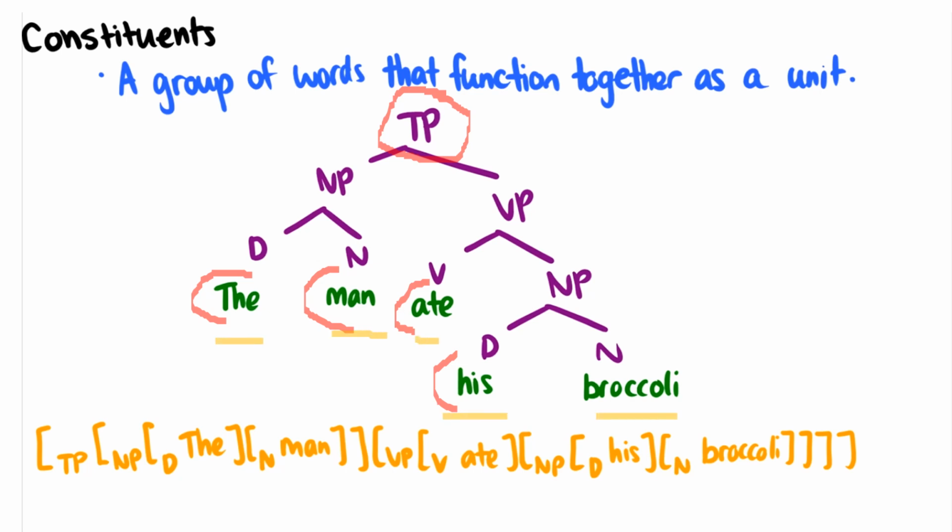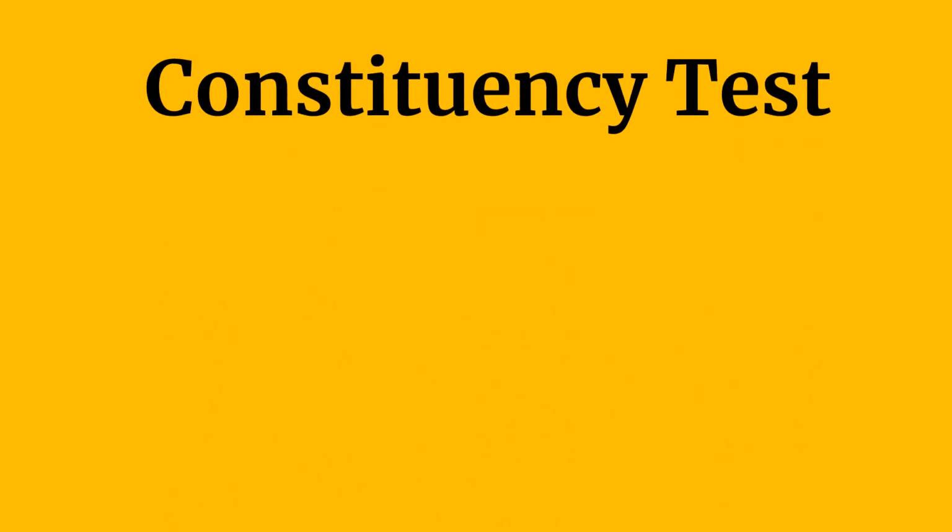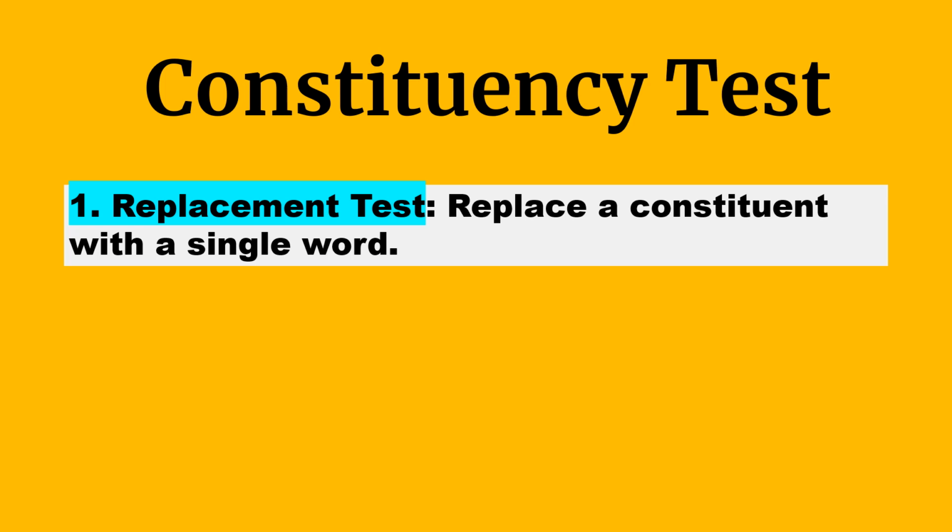Okay, so the question is then, are the words man and ate a constituent? Is that a group of words that functions as a unit? And the answer is no, because as you can see in the tree structure, there is no single node that you can pick apart man and ate on their own. Therefore, it is not a constituent, and we will have an informal test to know why this is not a constituent. Okay, the first constituency test is the replacement test.